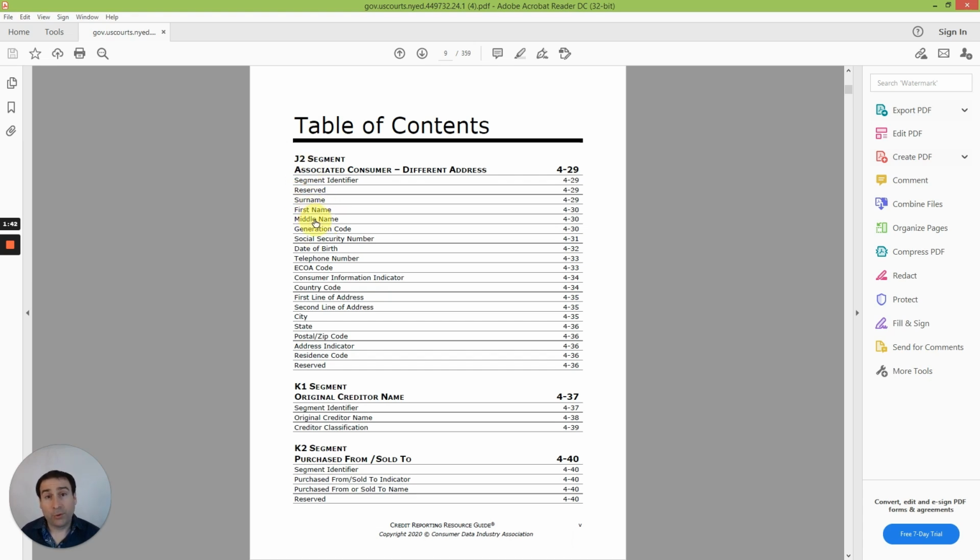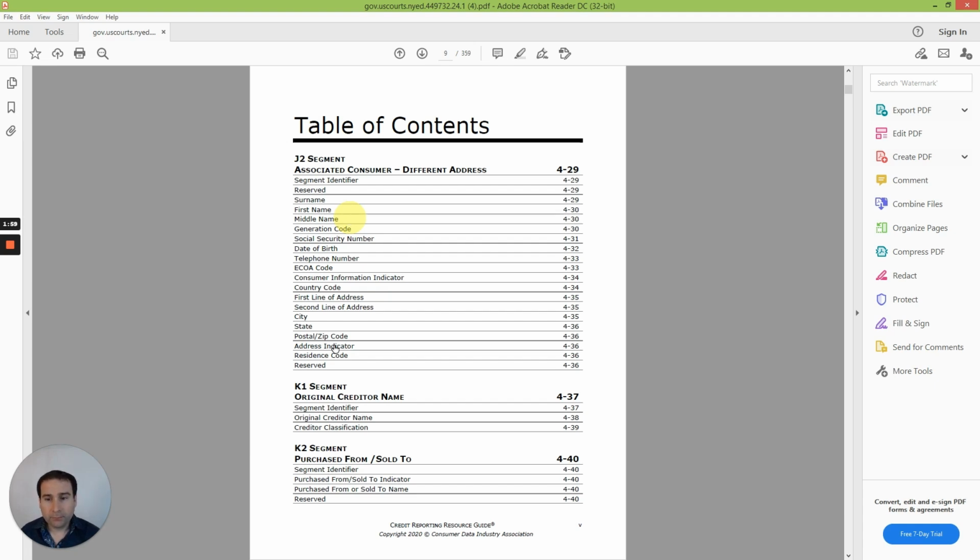Side note, the way that Metro 2 is designed, you can actually have multiple J1s and multiple J2s. What this means is you can have a loan that has 3 or 4 or 5 co-borrowers, and you can attach as many of those as you need to the credit reporting.